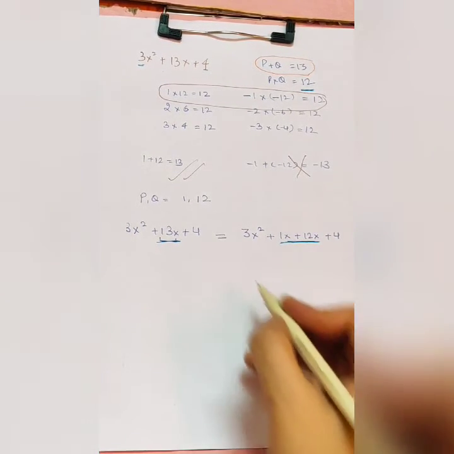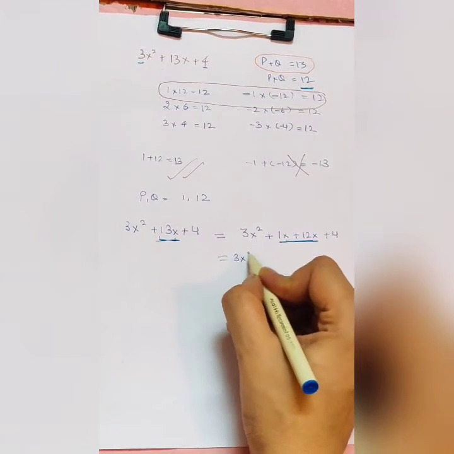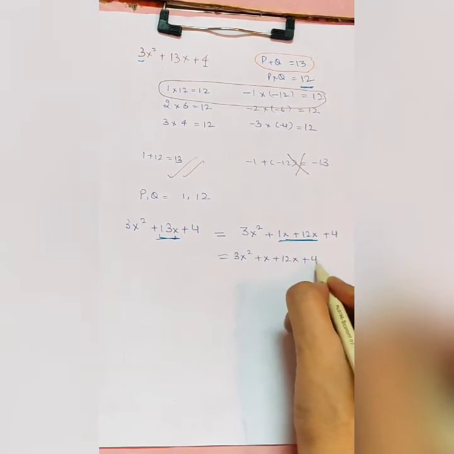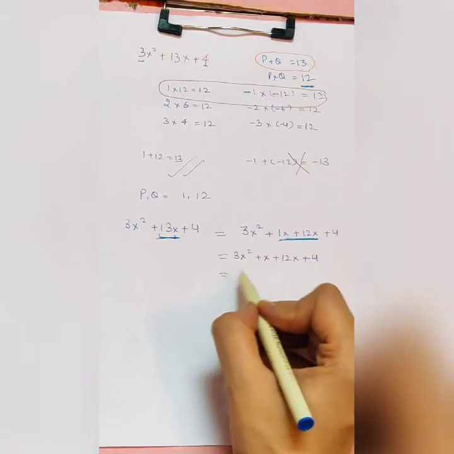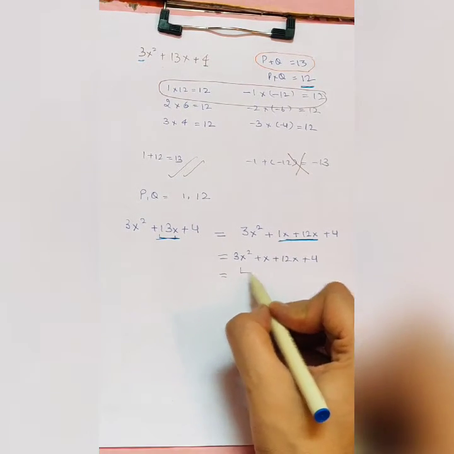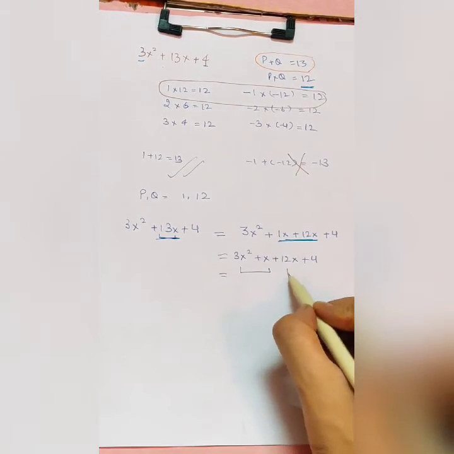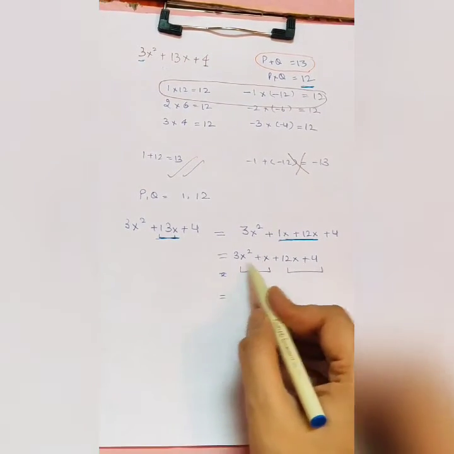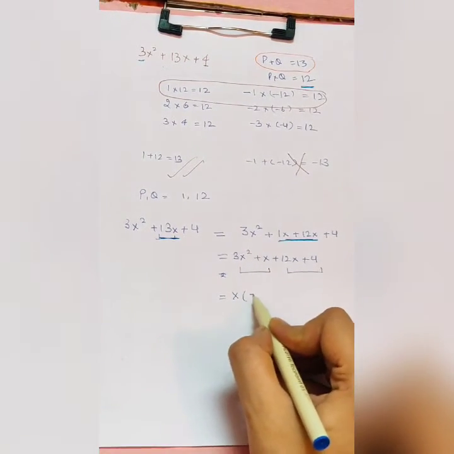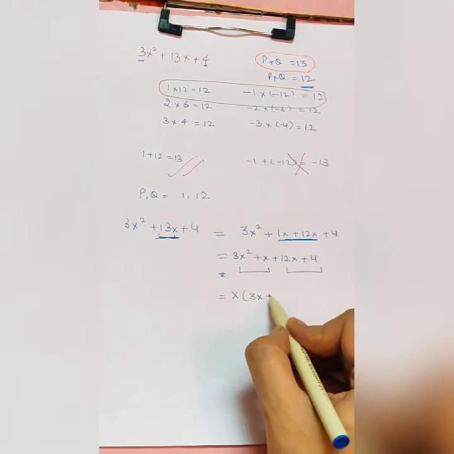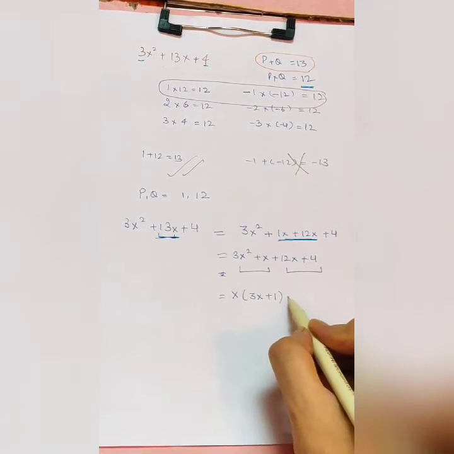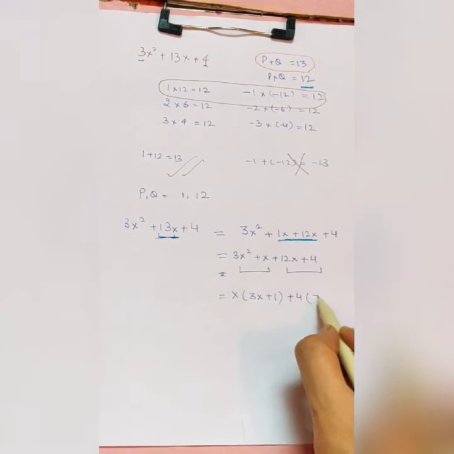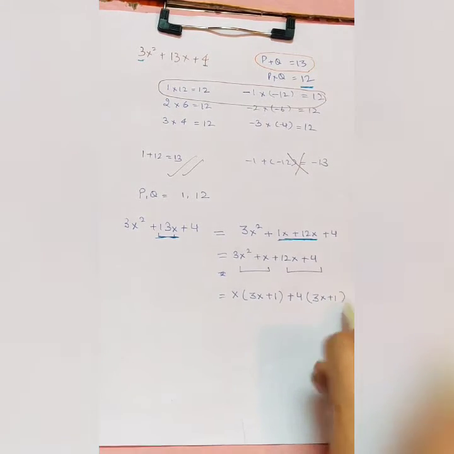Now we have this 3x square plus 13x plus 4. Simply take the terms which are common from the first two and then from the last two. Here only x is common, 3x is left, here 1 is left. From the last two terms 4 is common, so we are left with 3x plus 1.